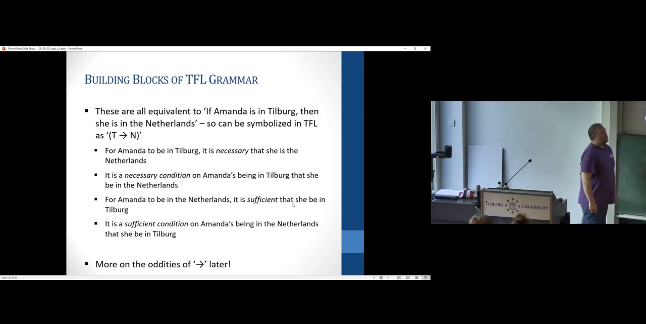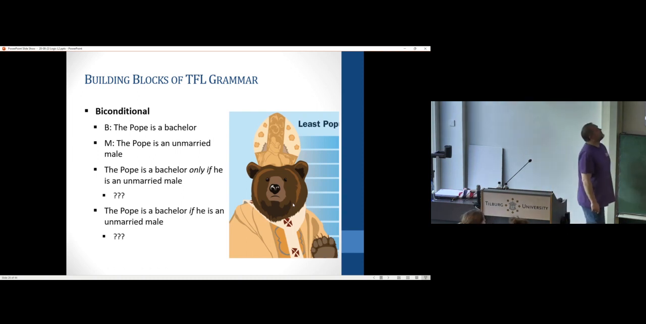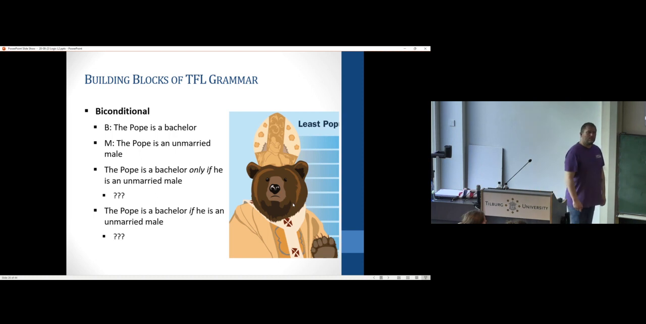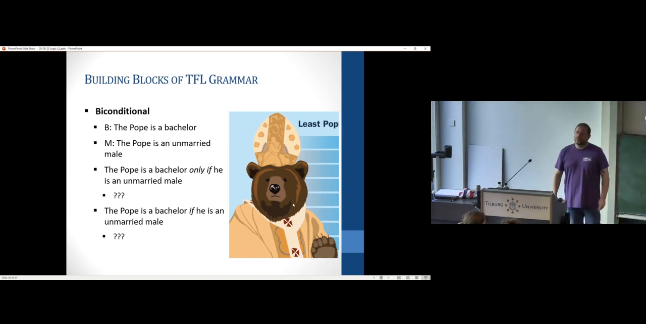Okay, so that's the conditional. Now, let's talk about the fun one. The fun one is the biconditional. Here's Bear Pope. So, let's take B as the Pope is a bachelor, and M as the Pope is an unmarried male. Now, how would I symbolize, using this symbolization key, the Pope is a bachelor only if he's an unmarried male?